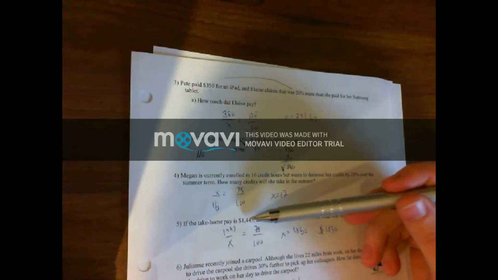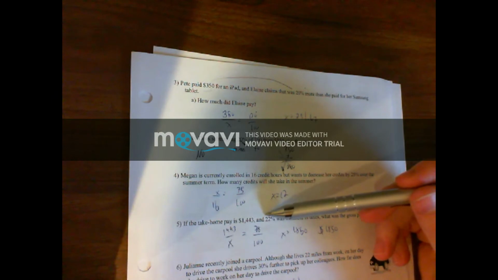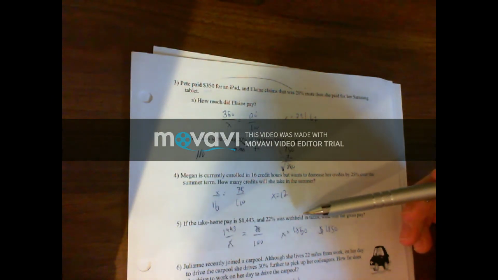16 does not correspond to this decrease of 25, right? It corresponds to what she's taking now, or the old value. Number 5, if the take-home pay is $1,443 and 22% was withheld in taxes, what was the gross pay?